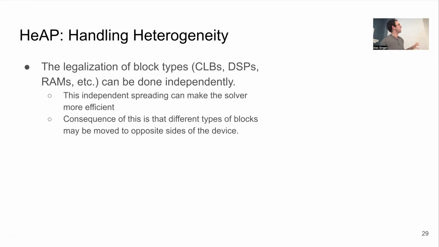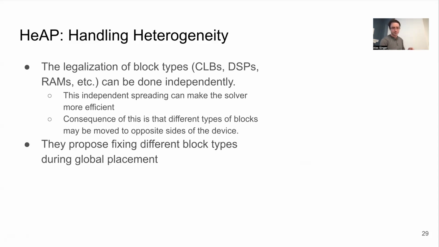How they handle this, I actually am not the biggest fan of, but they claim it worked well, so I'll talk about it. What they propose is that we fix different block types during the global placement at different times. The idea is quite simple. I'm going to let the CLBs move, but I'm going to lock down the DSPs and RAMs in their current legalized position. Let's say we only have CLBs, DSPs, and RAMs. I'm going to lock the DSPs and RAMs, solve the CLBs. Then I'm going to lock down the CLBs and unlock the DSPs and solve them. Then I'm going to lock down the DSPs and solve the RAMs, and then lock them down and so on in a round robin fashion.